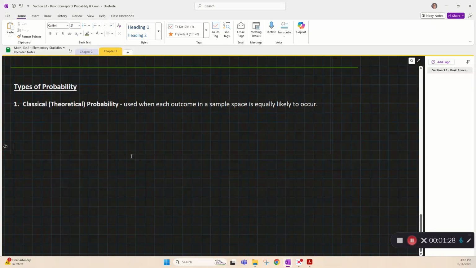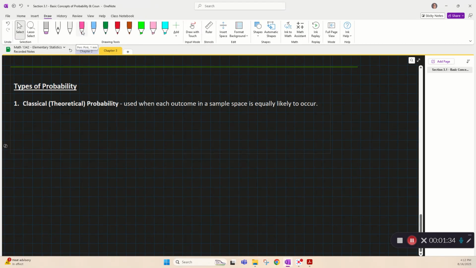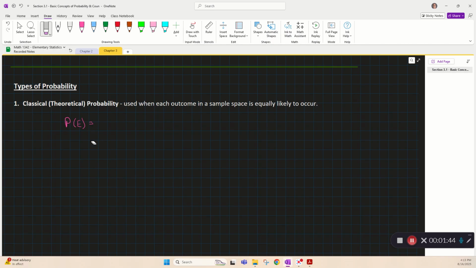If you're one that is more formula driven, it is: the probability that event E occurs is equal to the number of outcomes in event E over the total number of outcomes.